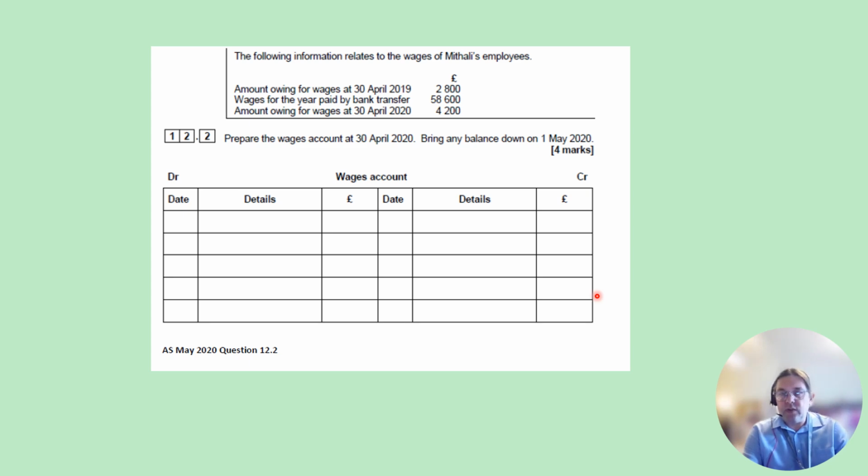I'll get the mark scheme for this question to show you exactly what it should look like. Just a couple of things to note. Prepare the wages account on the 30th of April 2020. The closing balance of balance carried down will be the 30th of April 2020. The balance brought down will go on the 1st of May because it's the balance brought down to the next period, which is the 1st of May 2020. But the next stage, I'll show you the mark scheme.